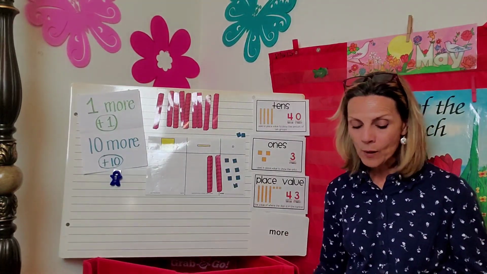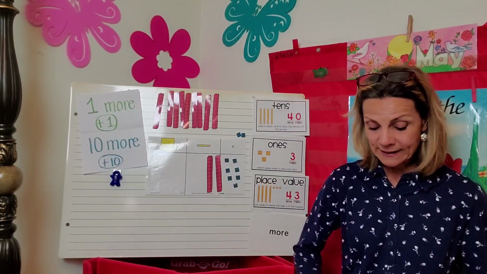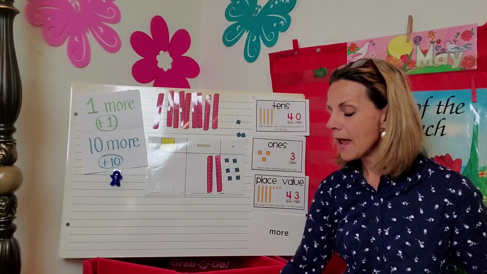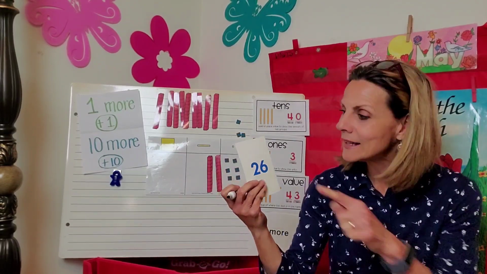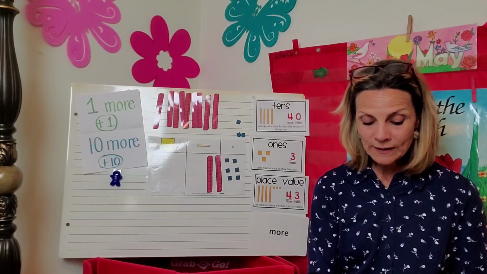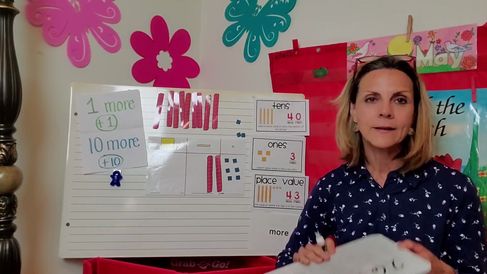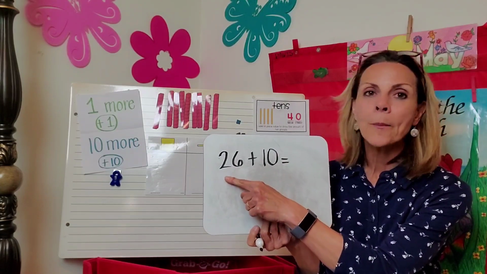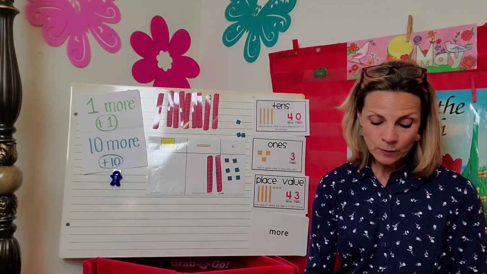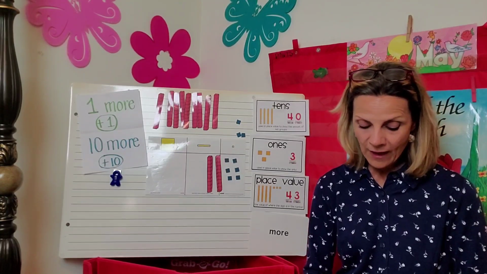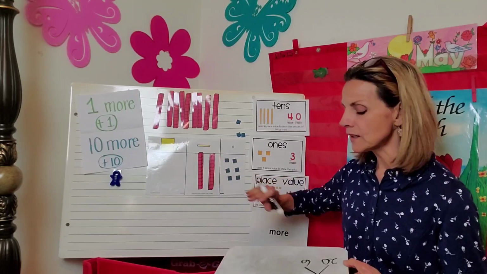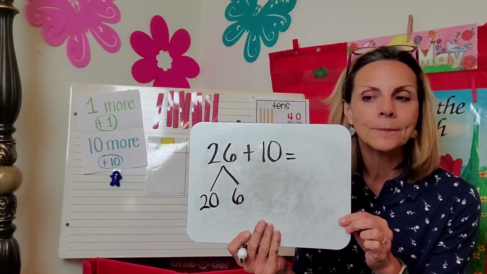I like that. Now, let's take that same 26. Let me build it again. But this time, I'm going to add 10 more. So let me go ahead and write that down, 26 plus 10. Now I'm going to break apart this whole number into tens and ones. And I know that 26 is built with 2 tens and 6 ones.